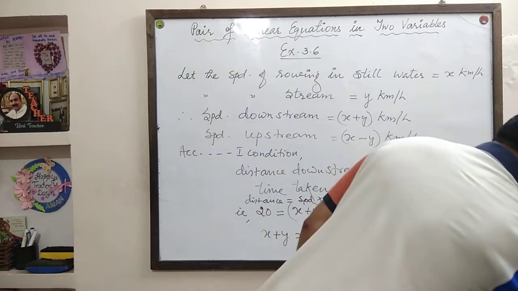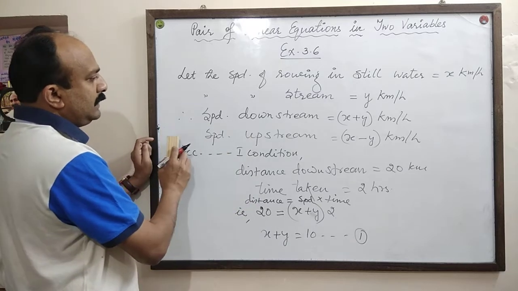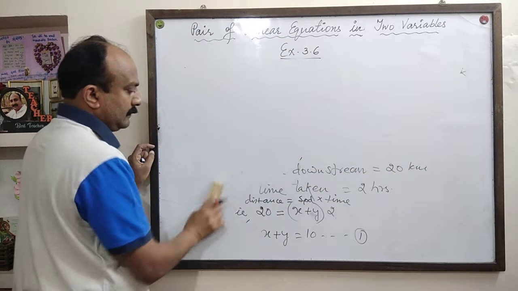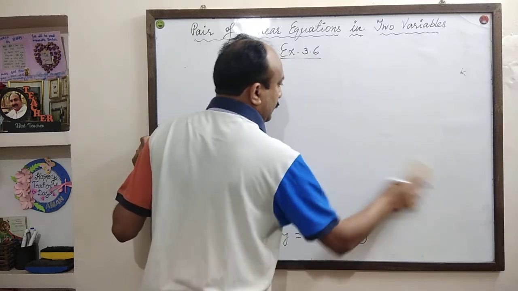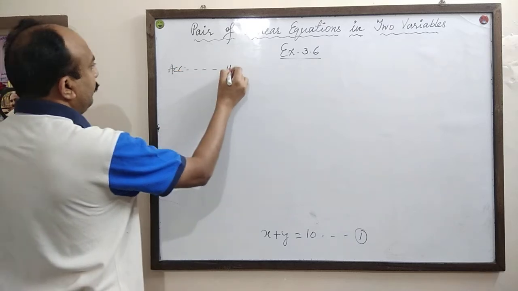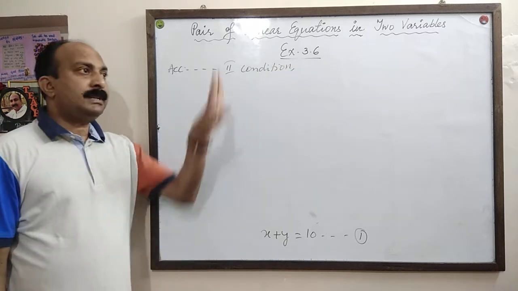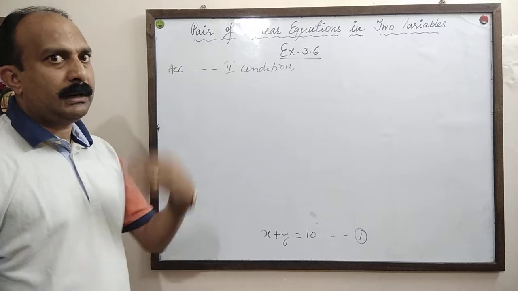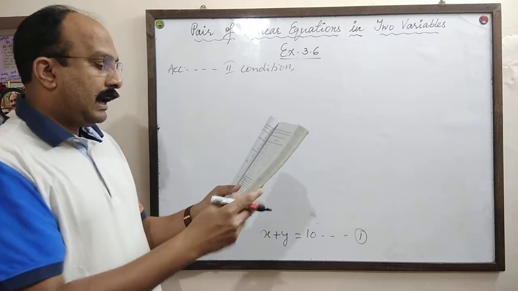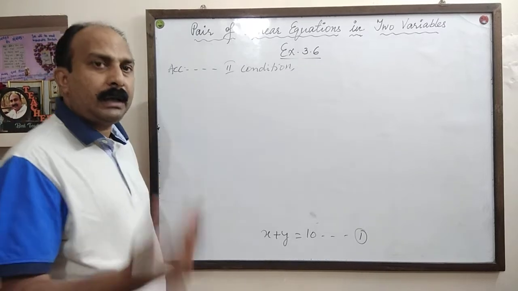Now, let's see how can we make equation number 2. Speed of stream x minus y. Now, according to second condition, speed upstream x minus y, that is still water minus speed of stream, and it is given upstream 4 kilometer in 2 hours. Upstream distance 4 kilometer, time 2 hours.